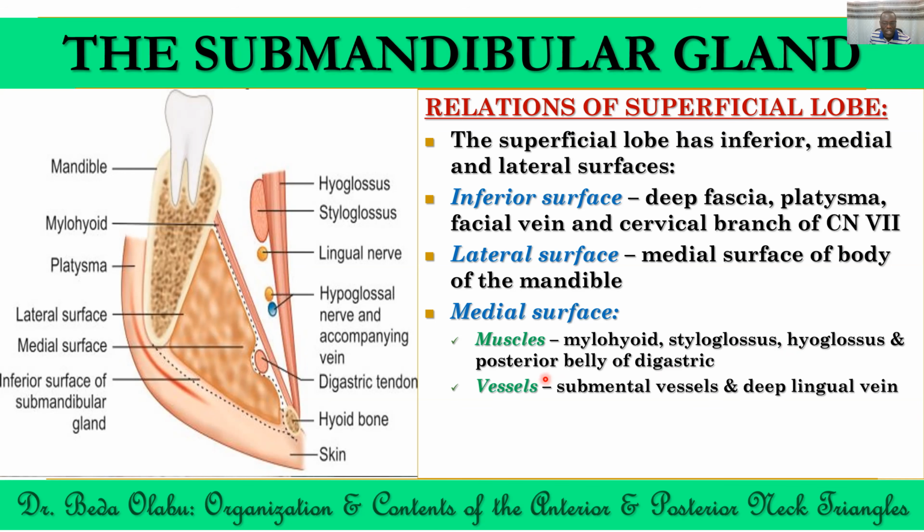If you look at the vessels, you have the submental artery. We also have the deep lingual vein. The deep lingual vein is the one running with the hypoglossal nerve. And remember, we also mentioned the mylohyoid vessel.